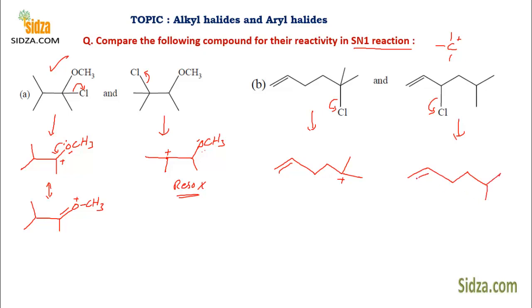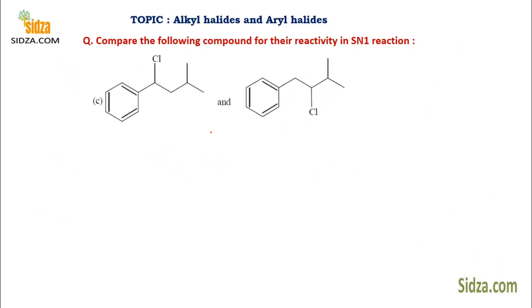So you have a double bond here and a positive charge here. Now resonance is possible. You get a resonating structure like this. You get a double bond here, and the positive charge will be over here, and then again this will go back and you get the first one back. So because of the resonance here, you can say the second one is more reactive than the first one.